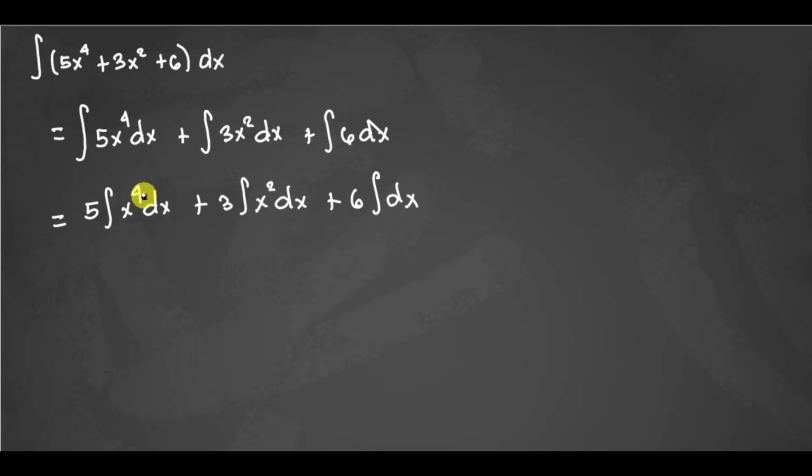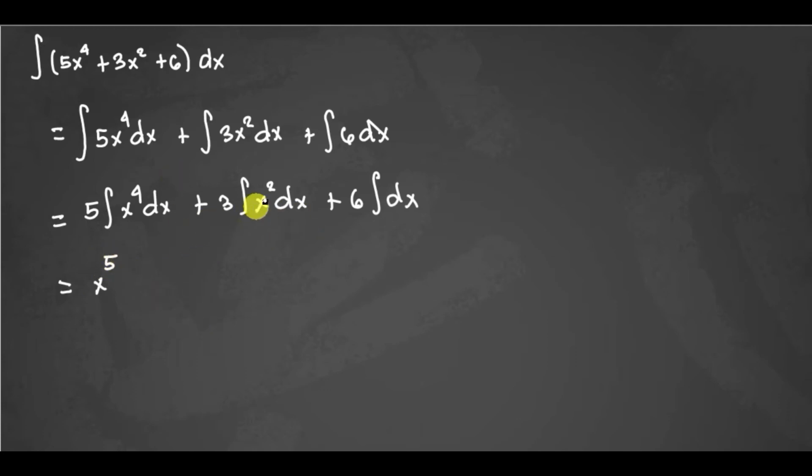On the first term, we can apply the integration of powers by adding 1 to the power itself. In this case, we have 4. Adding 1, we will have 5. And taking the reciprocal, the 5 outside will be cancelled out. The resulting antiderivative of this term will become x to the power of 5.